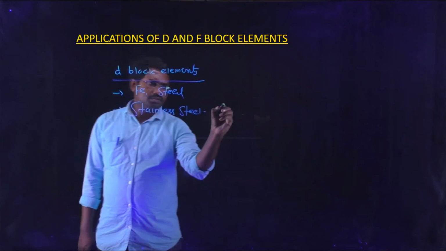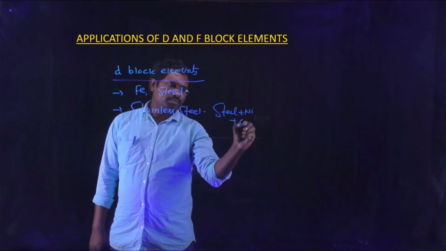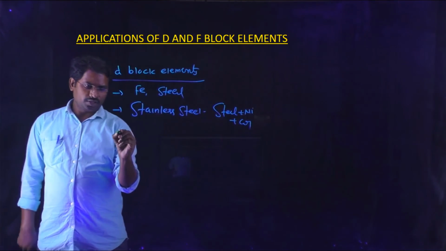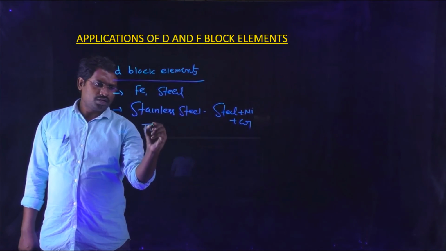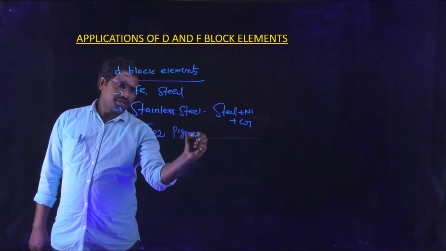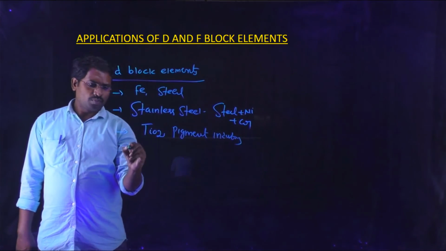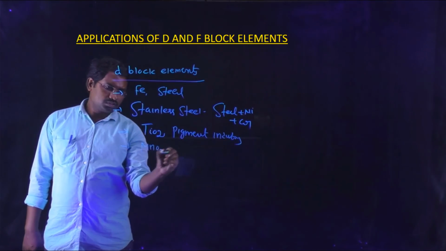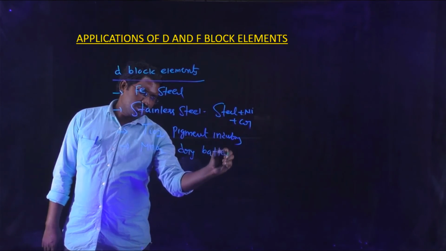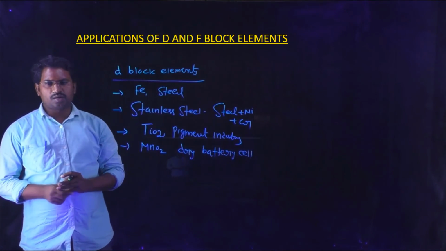consisting of steel plus nickel plus chromium. So stainless steel can also be used in a wide range of applications. And next, titanium dioxide can be used in the pigment industry, and manganese dioxide can be used in dry battery cells. So here titanium and manganese belong to the d block elements.